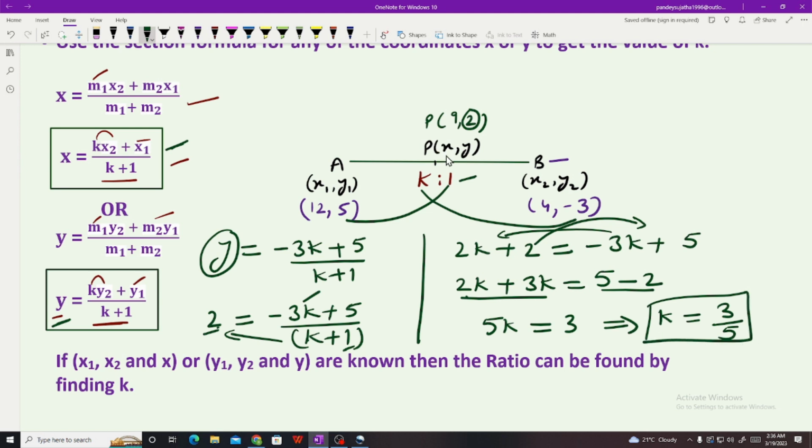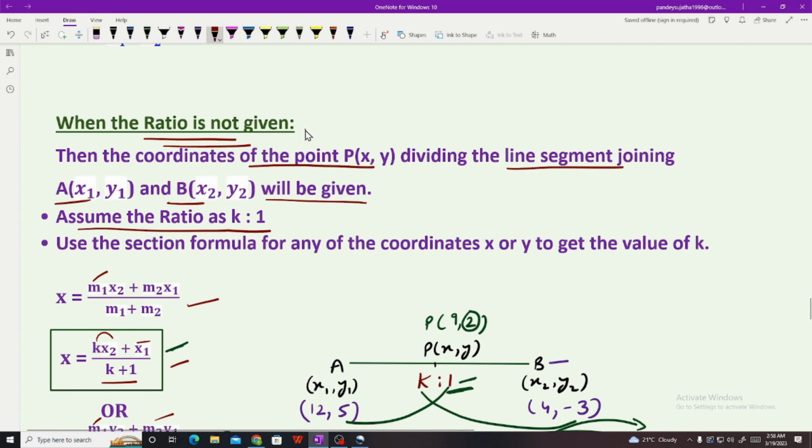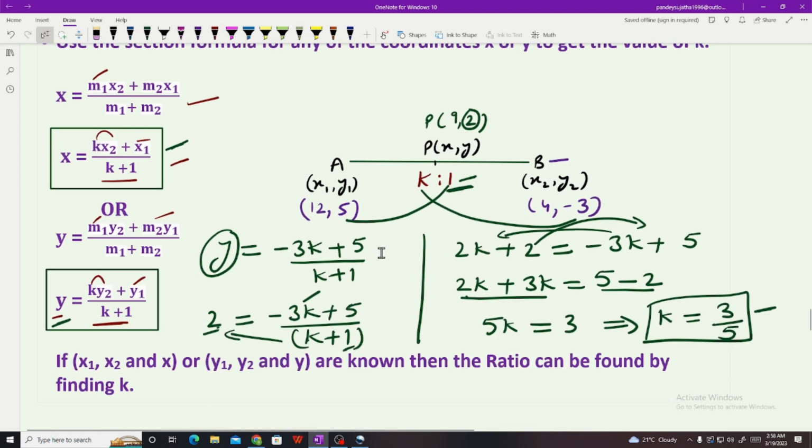Whether you use the x coordinate or the y coordinate, the ratio remains the same. So in the exam, you can use any one coordinate, either the x coordinate or the y coordinate, to find the ratio. In the question where the ratio is not given, we'll assume the ratio as k is to 1, and with the help of x1, x2 and x, or with the help of y1, y2 and y, we find the ratio.